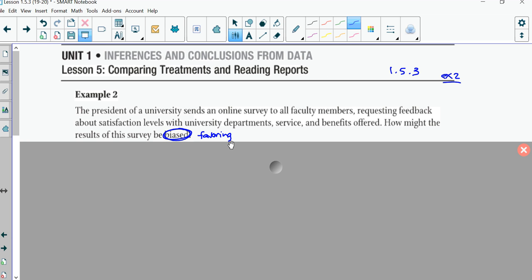So the president of a university sends an online survey to all faculty members requesting feedback about satisfaction levels with university departments, service, and benefits offered. How might the results of this survey be biased? Meaning, how could it be favoring?